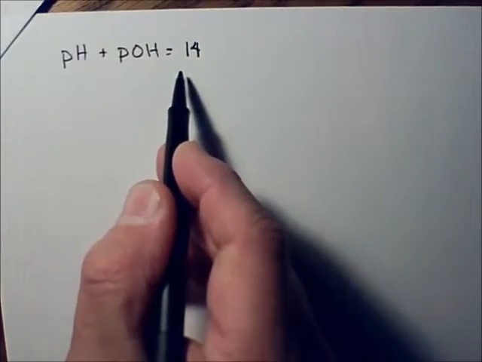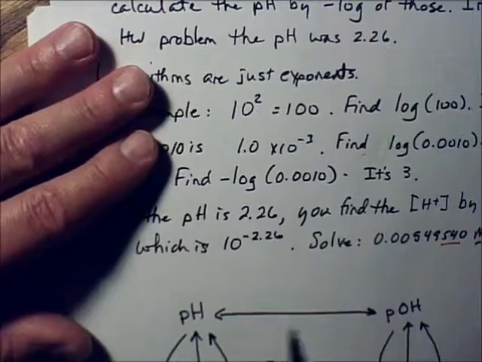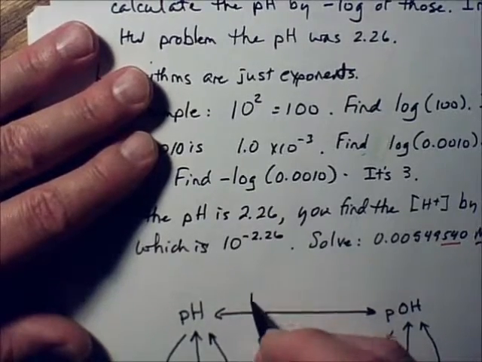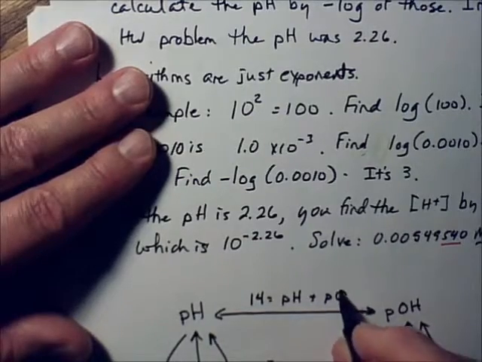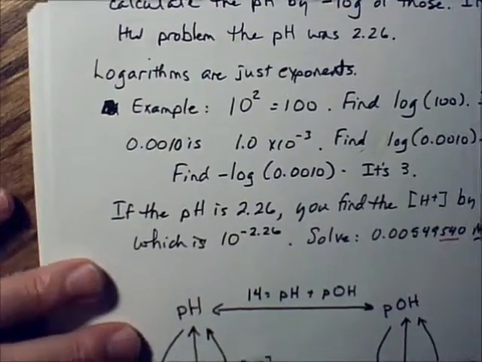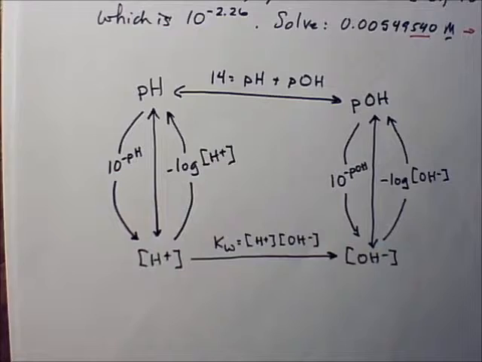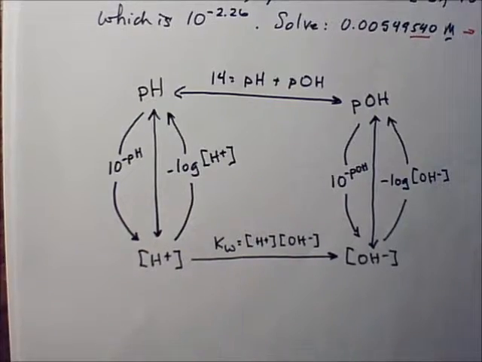So how do I get from pH to pOH? If I know pOH, I can find pH. So if I know any one of these things, I can find all the other ones. 2 different ways.